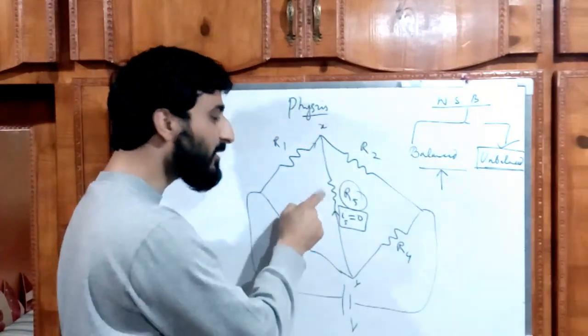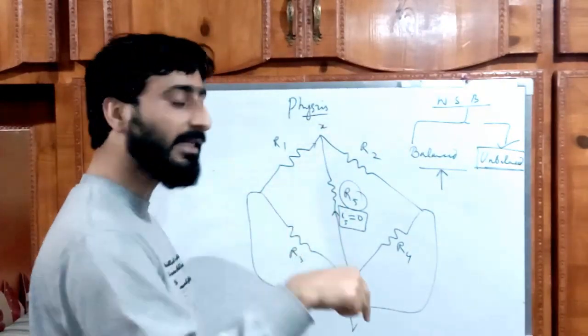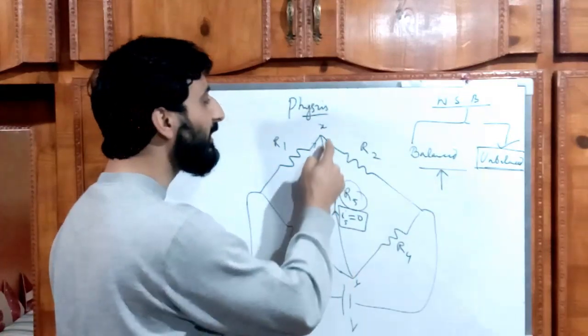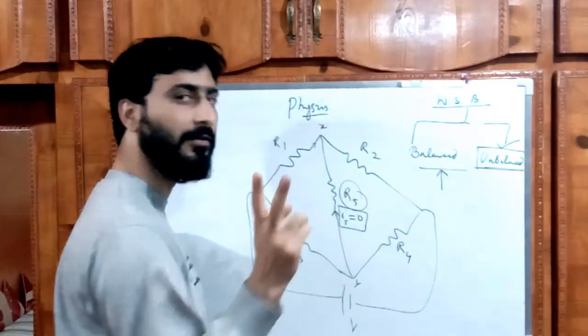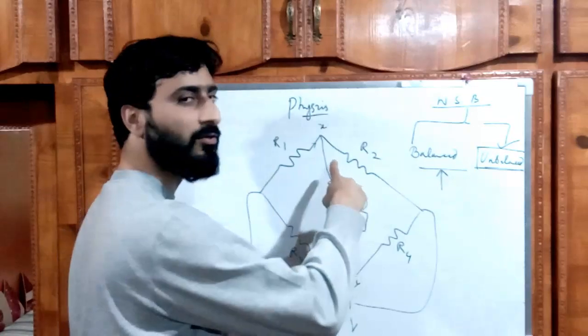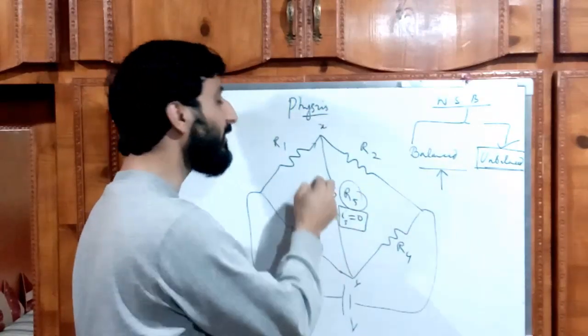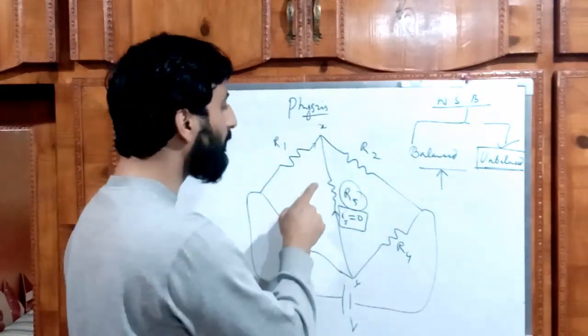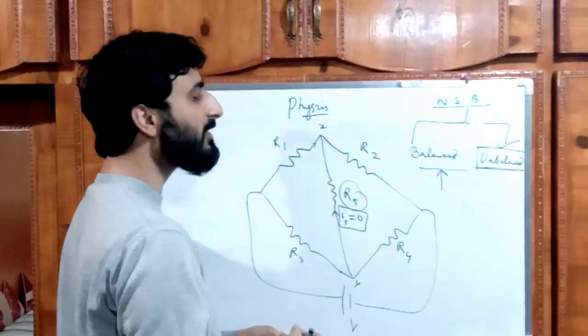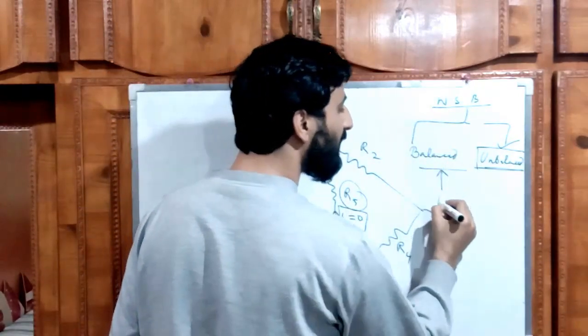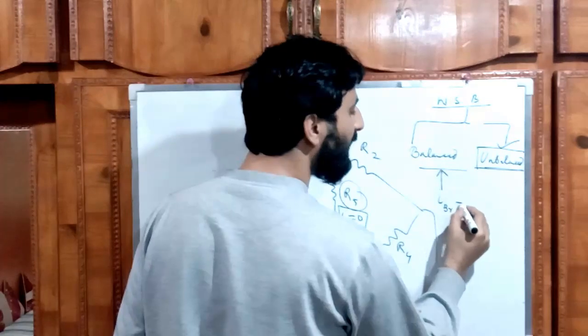But when this is a resistor, and in case some current is flowing through this, the potential here and here will be different. There will be some potential difference across this. Only then can the current flow. Now, what is the condition for this bridge to be balanced? Current through this bridging resistor should be equal to 0.